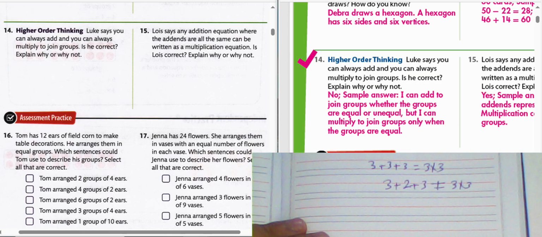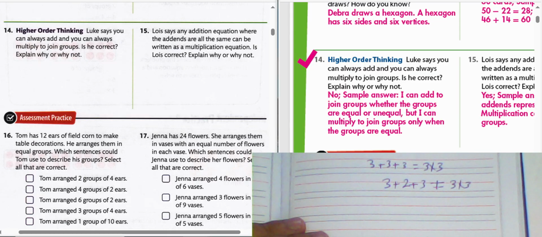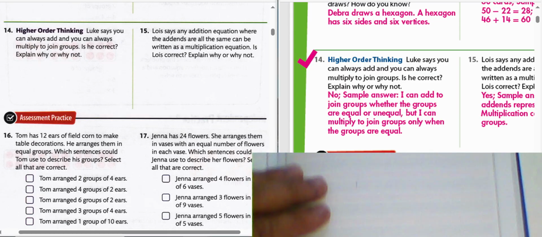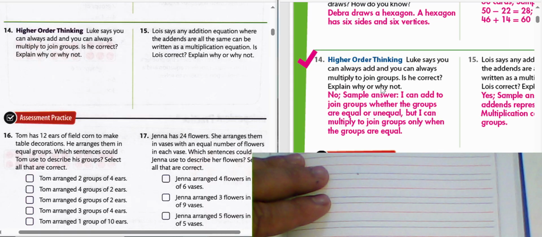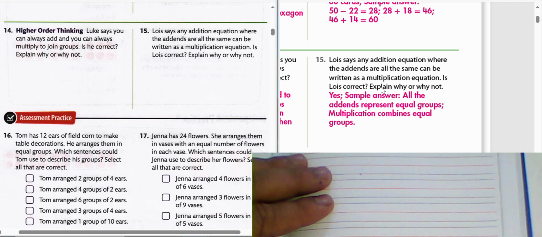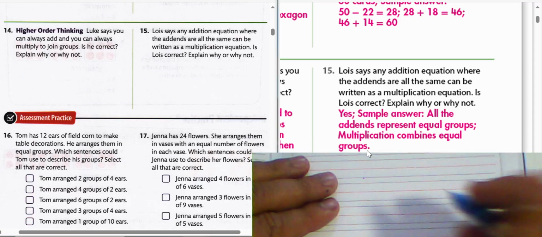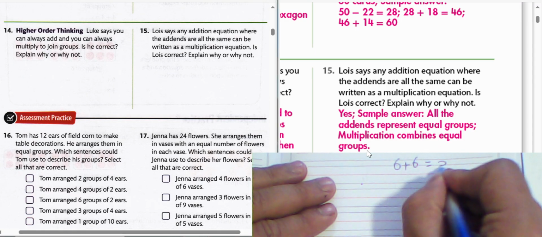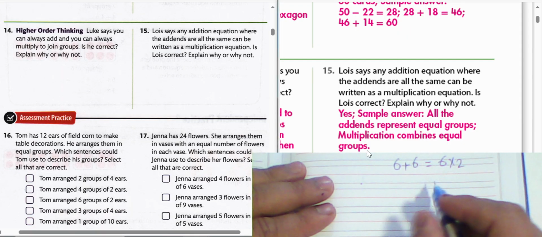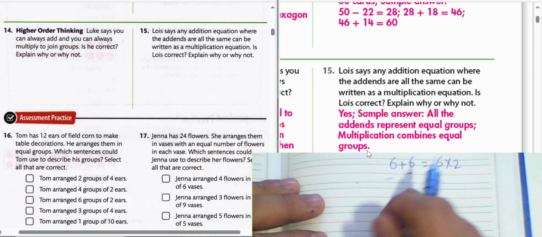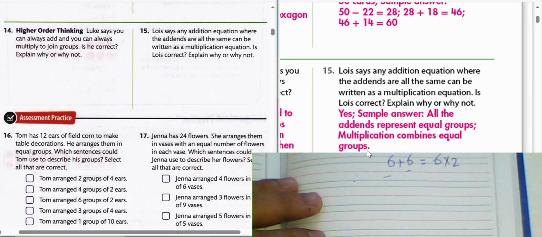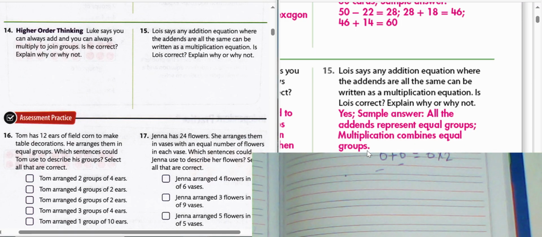And what about question 15? Louis says an addition equation where the addends are the same can be written as a multiplication equation. Is Louis correct? Explain. Yes, I explain this example now. Because all the addends represent equal groups, multiplication combines equal groups. 6 plus 6, we can write 6 times 2 because we have equal elements in each group. Each group contains 6, then 6 plus 6 equals 6 times 2. So all the addends represent equal groups, and multiplication combines equal groups.